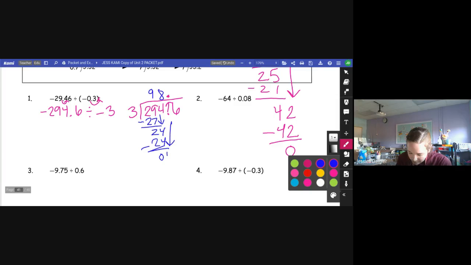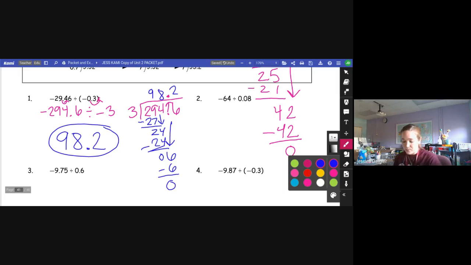I'm going to still bring down my 6. 3 can go into 6 2 times. 2 times 3 is 6. So I'm left with nothing. So my answer here is 98.2. Now I'm going to pay attention to those negatives again. I have negative times a negative, so that will be a positive 98.2. All right, we're going to do one more the long way.